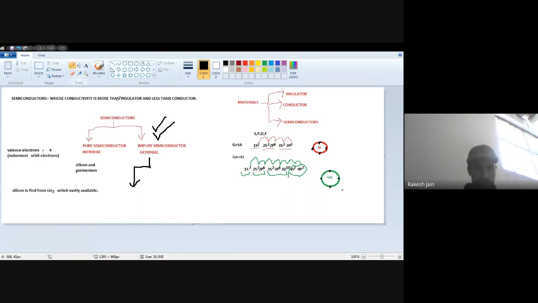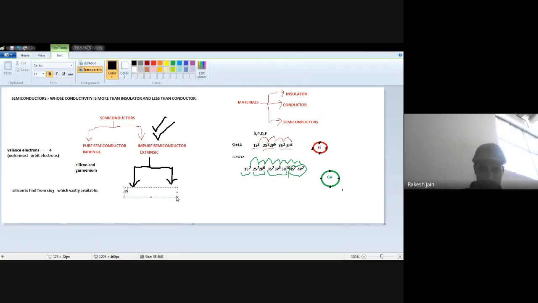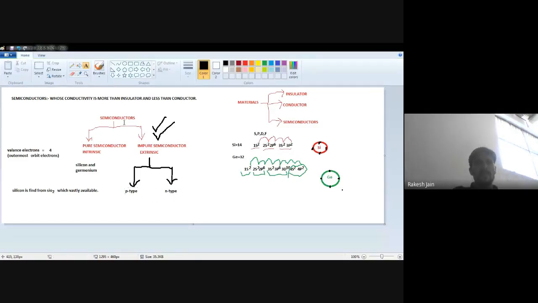Okay, so there are two kinds of impure semiconductors. One is P type and one is N type. Now, first of all, what is the meaning of this impure semiconductor? First of all, I am telling you what is the meaning of this impure semiconductor. So now see here.